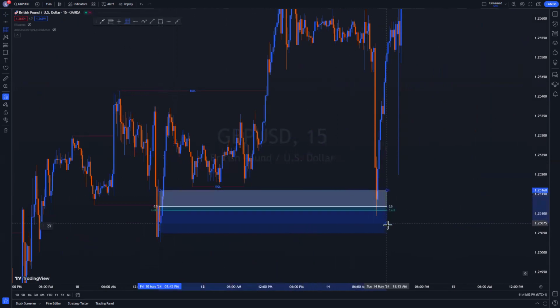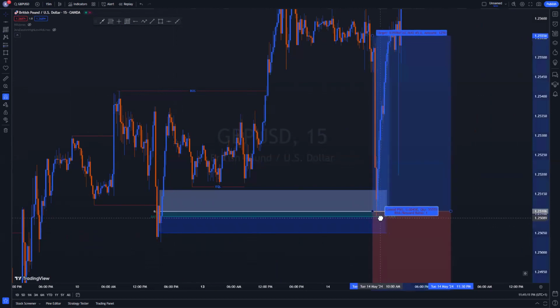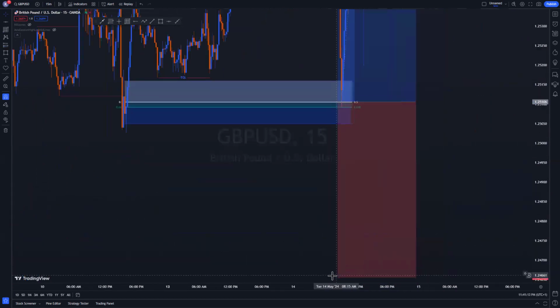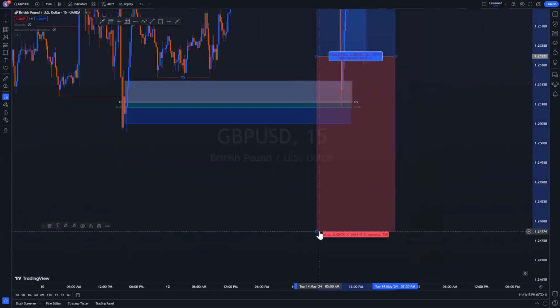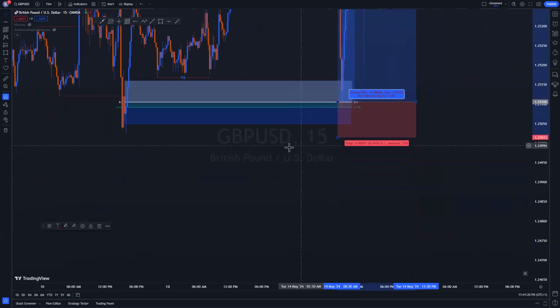50% of this other block, which is the mean threshold. Use your gang box or your Fibonacci, you get the 50%, you place your buy entry at the 50%. Now your stop loss is just going to be below the main low.